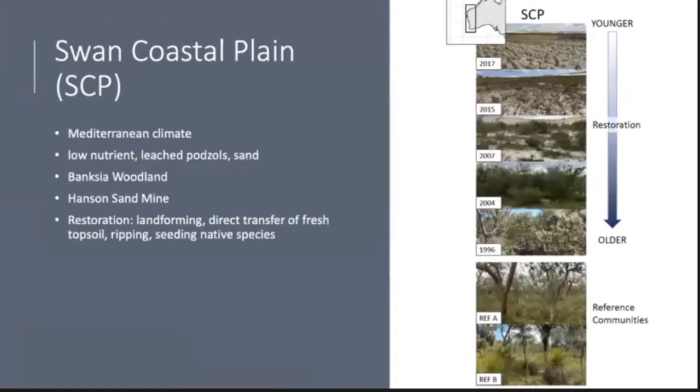In the Swan Coastal Plain, it's a Mediterranean climate. It has low nutrient sandy soils, and they're trying to restore back to the Banksia woodland. The restoration here was land forming, a direct transfer of fresh topsoil, ripping, and seeding of native species. And this is one of the sites that Kristen also used in her invertebrate study.